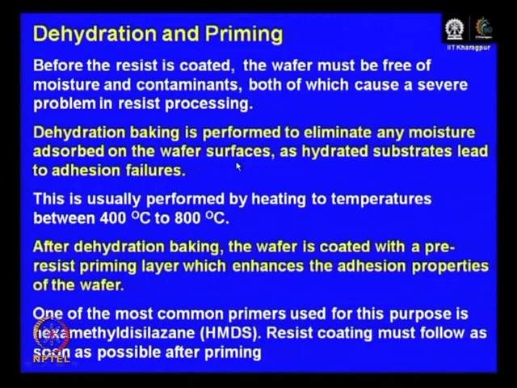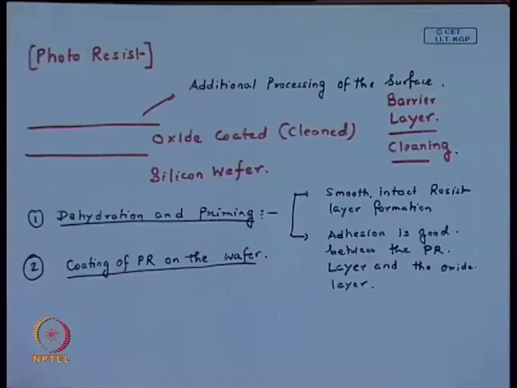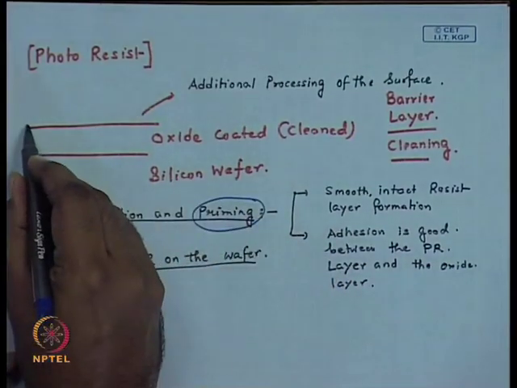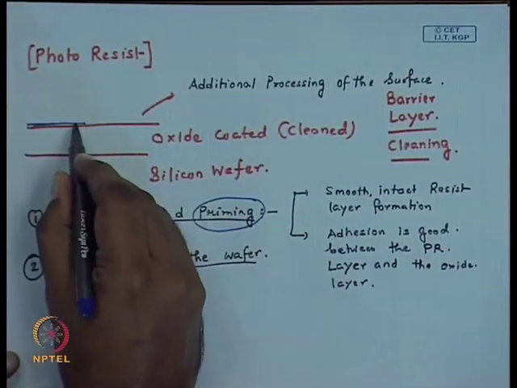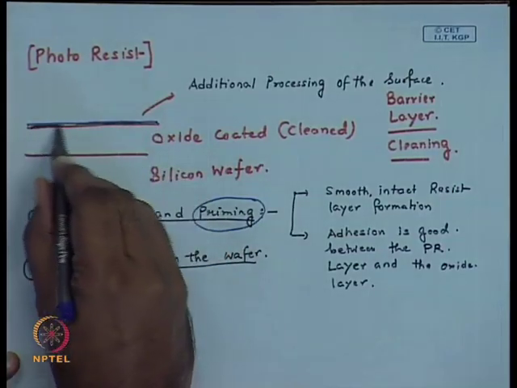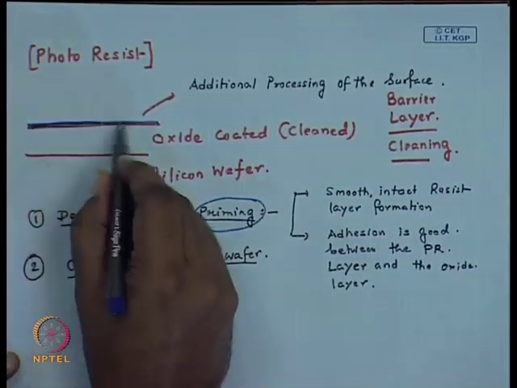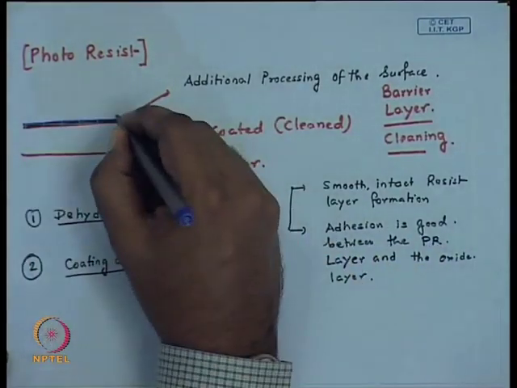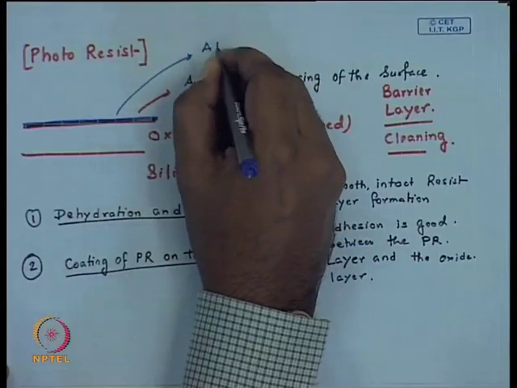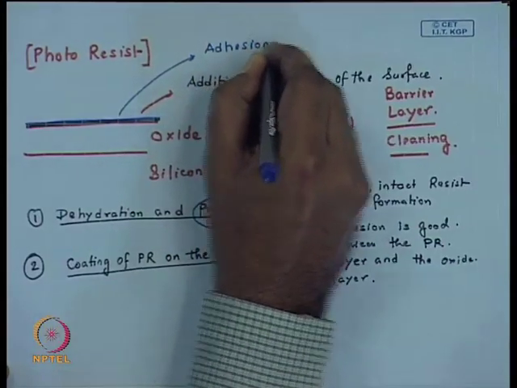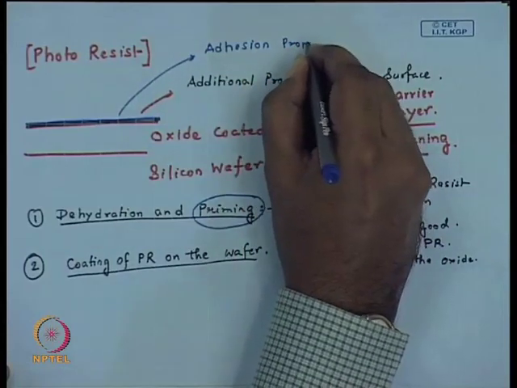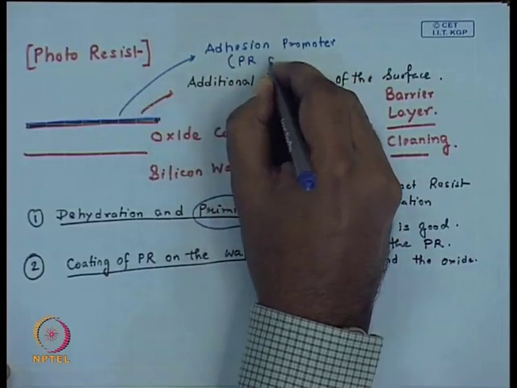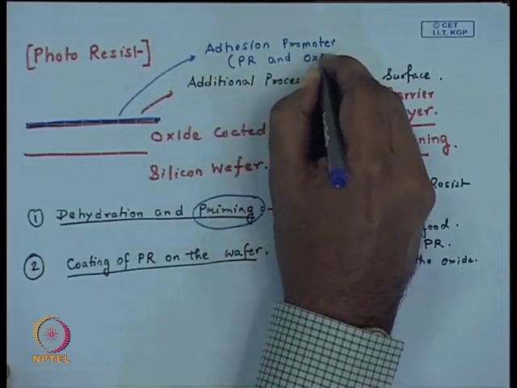So, here you see what priming also means. Priming means that after moisture removal, you cover your oxide layer with another layer, a very thin layer of a chemical which promotes preferential adhesion. So, it can also be regarded as an adhesion promoter. It promotes adhesion between the photoresist layer and the oxide layer.